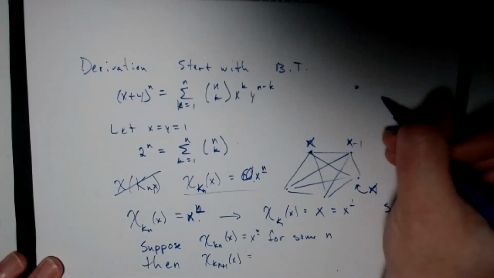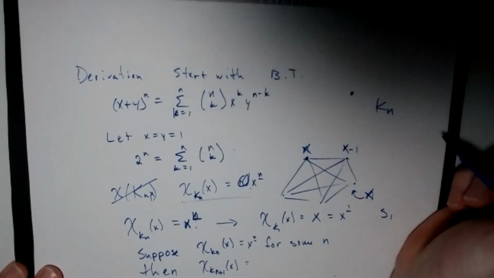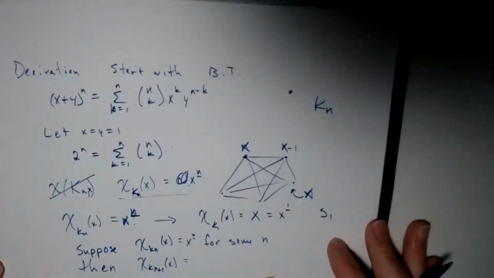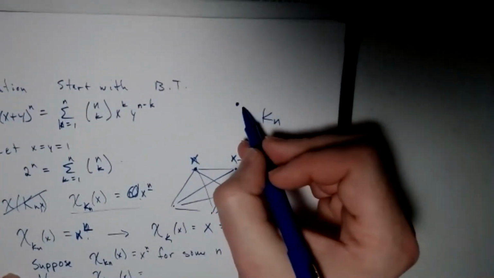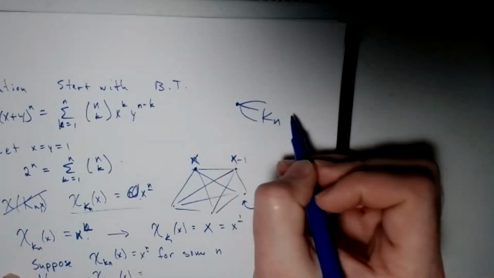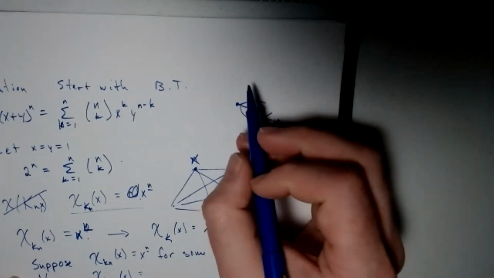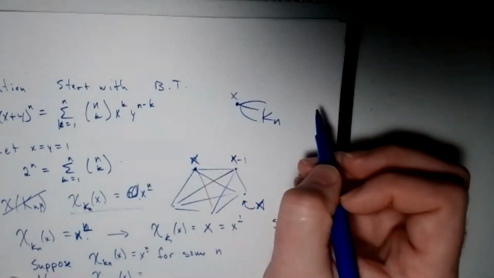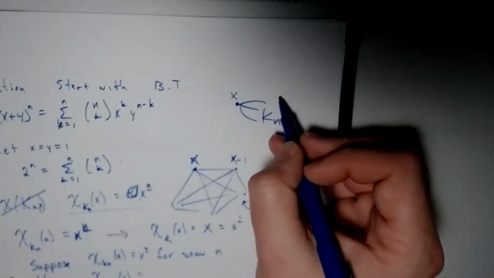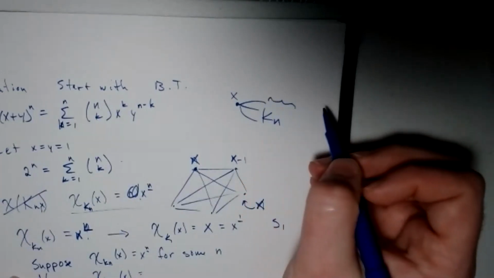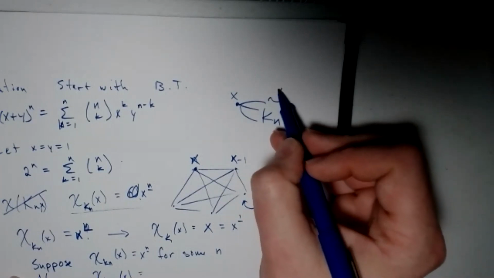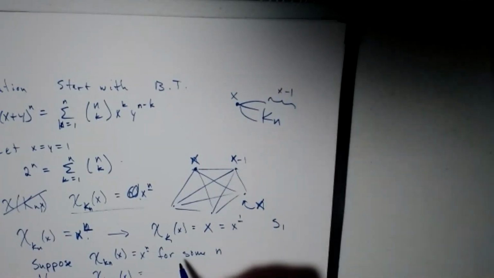I have my new vertex, and then I have Kn over here in the shadows. Bring that over here into the light, right? And I'm assuming this is a graph. And so I can say, well, there are X ways to color this, and then I'm going to color Kn with X minus 1 colors. So this is equal to X times the chromatic polynomial of Kn at X minus 1.